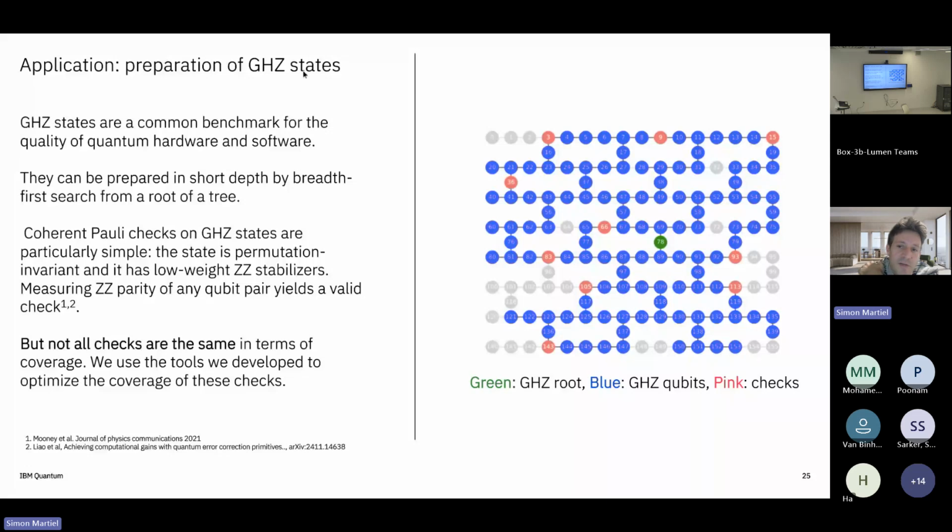And those states are very lowly entangled compared to the one we generated in the previous experiment, but they are very useful for many applications. So we figured we might as well try to do the best possible GHZ and the largest possible GHZ using these techniques.